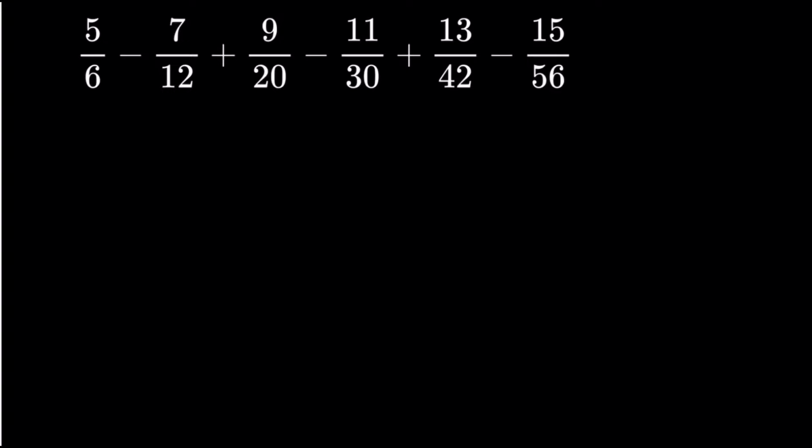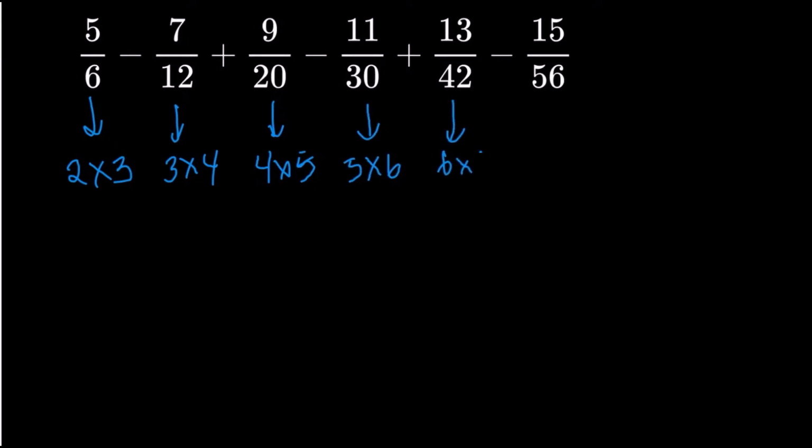to think of this. So let's take a look at the given fractions. We immediately notice a pattern in the numerators because they're all just odd numbers: 5, 7, 9, 11, 13, and 15. Now in the denominators, we can do some observation. 6 is 2 times 3. 12 is 3 times 4. 20 is 4 times 5. And this pattern continues. 30 is 5 times 6. 42 is 6 times 7. And 56 is 7 times 8.